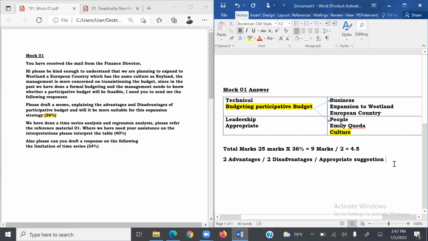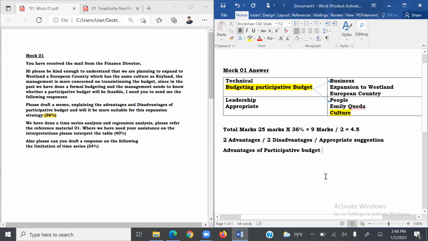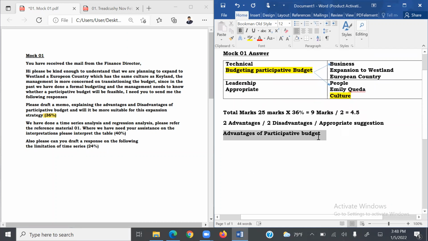Okay, now students, let's do a brainstorming. Now students, can you tell me the advantages of participative budget? You just studied this. Participative budget means we generally ask the top people and the bottom people to work together and participate. What is the advantage, students? If you do not mind, can you please tell me? What do you think is the advantage of this?